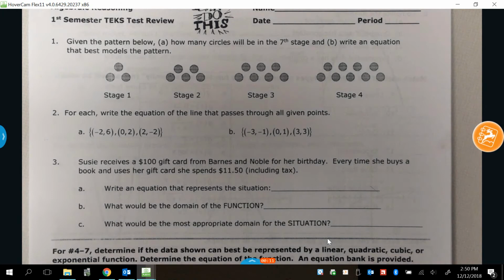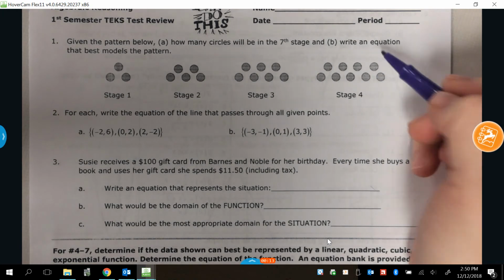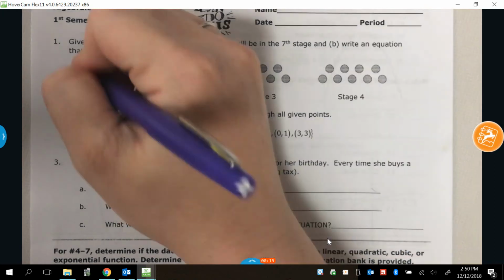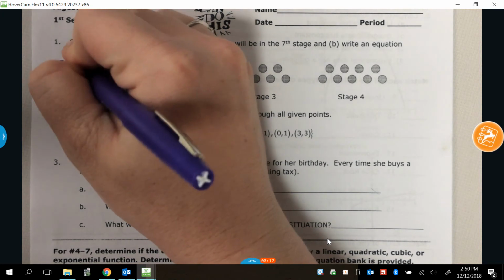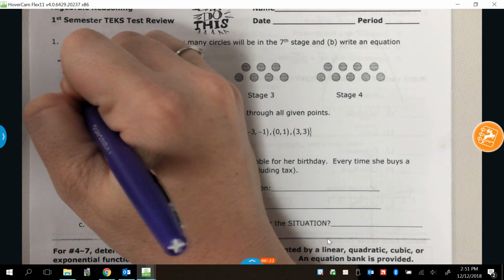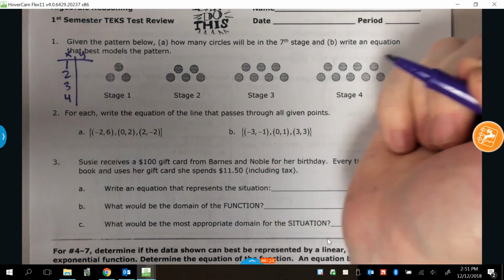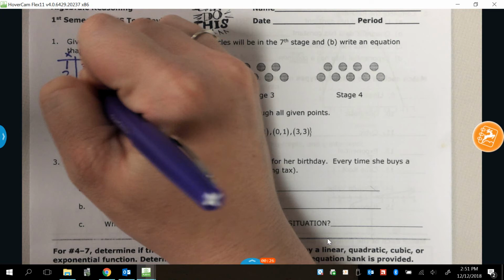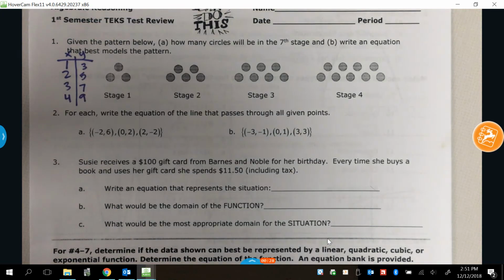It says, given the pattern below, how many circles will be in the 7th stage? And B, write an equation to model the pattern. Guys, build a table on patterns and always realize they start at 1. Okay, 1, 2, 3, 4, not at 0. Okay, so this has 3, 5, 7, 9. So then you can use stat.